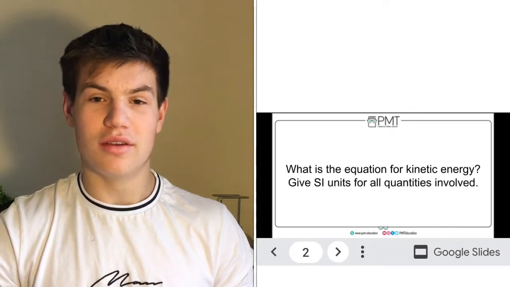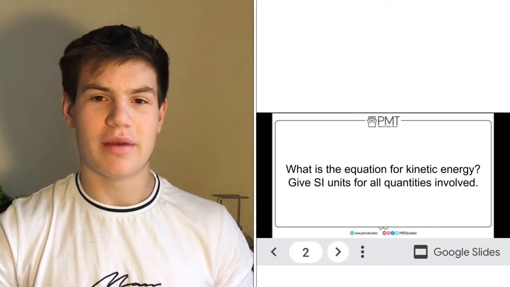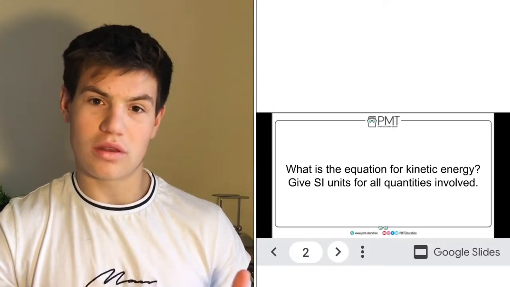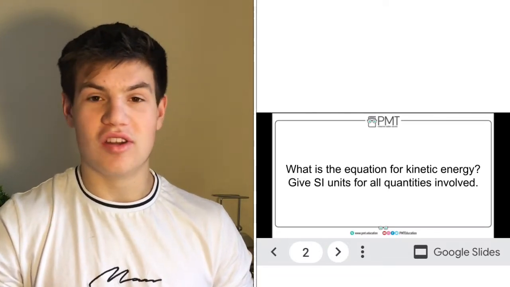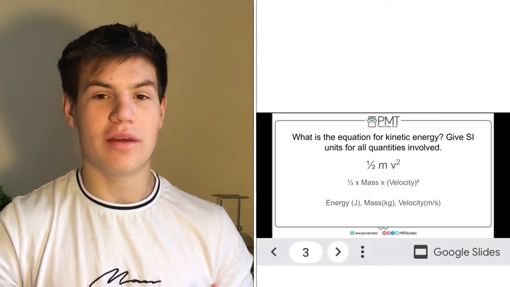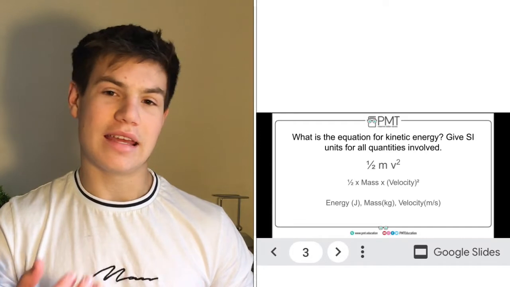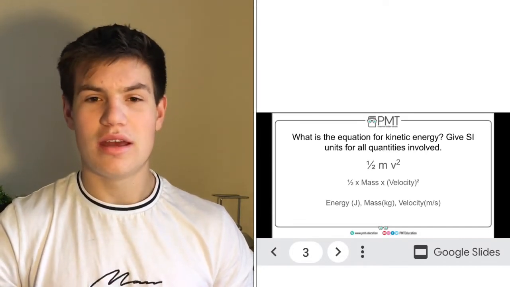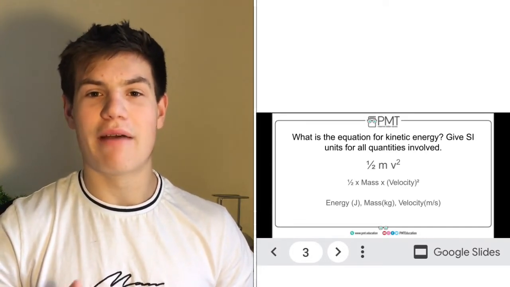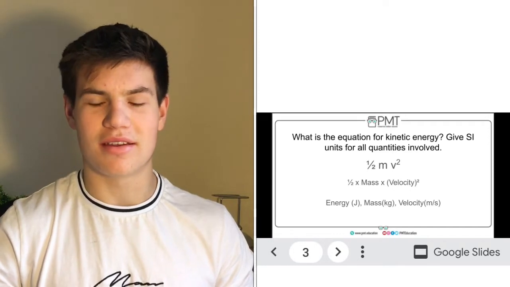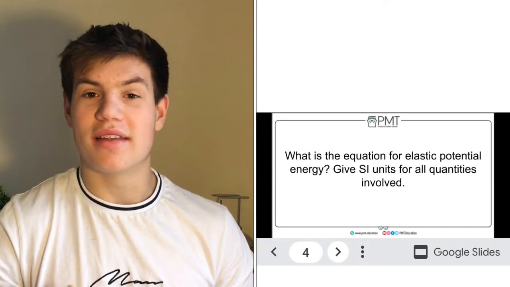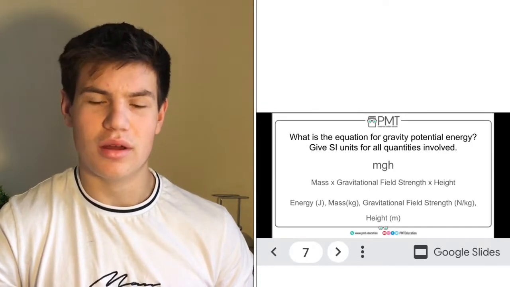The first question is, what is the equation for kinetic energy? And then give the SI units for each quantity. So obviously you'd answer this yourself, so kinetic energy is equal to half mv squared, where for E, the SI unit is joules, for m, the SI unit is kilograms, and for v, the SI unit is meters per second. And you kind of get the idea. It's just a way to test yourself and utilise active recall when revising.